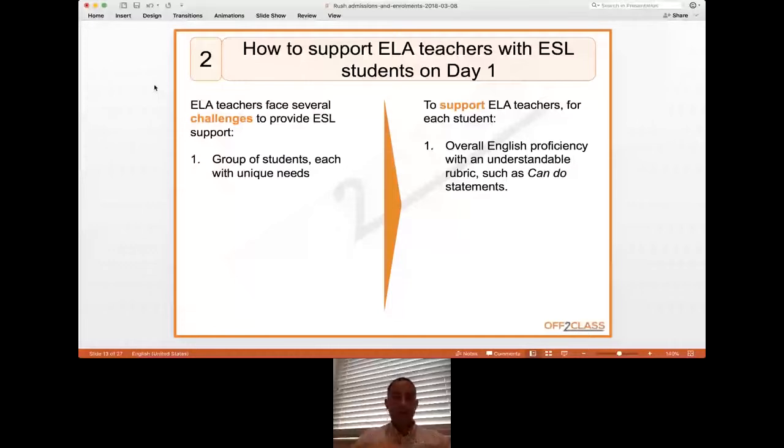Now, of course, sometimes it's a bit of a different setup depending on the institution. Sometimes you'll have a lunch boot camp or an after school boot camp where the students go and receive direct ESL support, which is fantastic. But either way, the ELA teacher that is providing this has a number of challenges in providing that support. And anything we can do as the institution to support that ELA teacher on day one is going to be very useful.